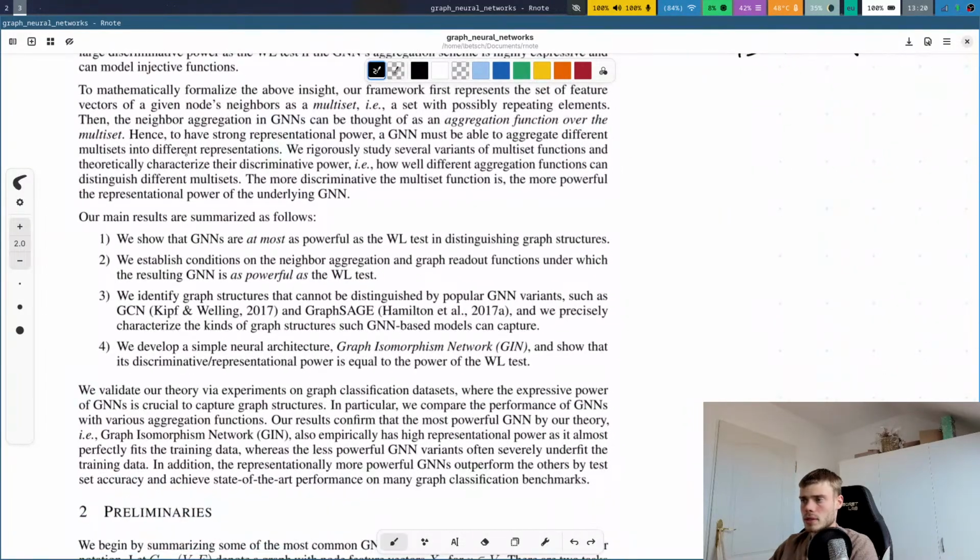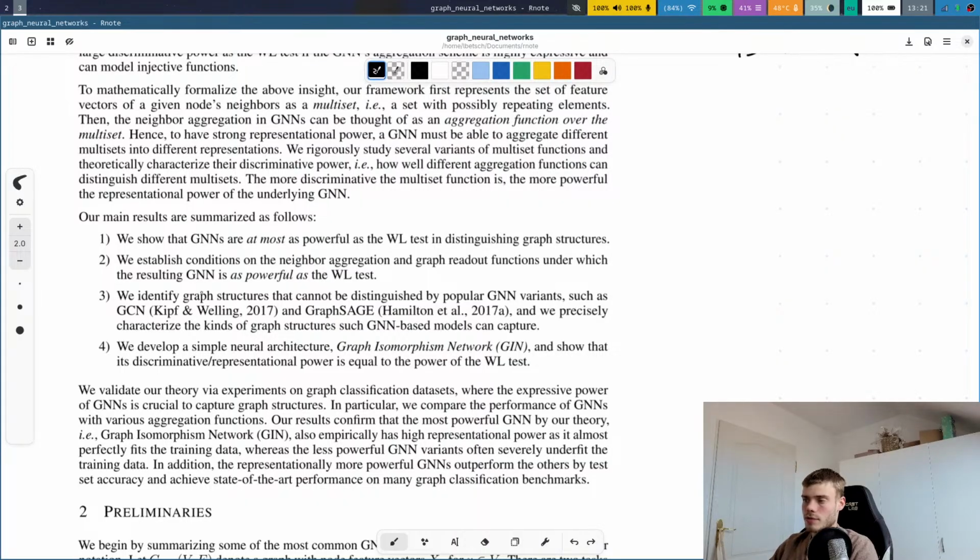Our main results are summarized as follows. We show that GNNs are at most as powerful as the WL test in distinguishing graph structures. We establish conditions on the neighborhood aggregation and graph readout functions under which the resulting GNN is as powerful as the WL test.